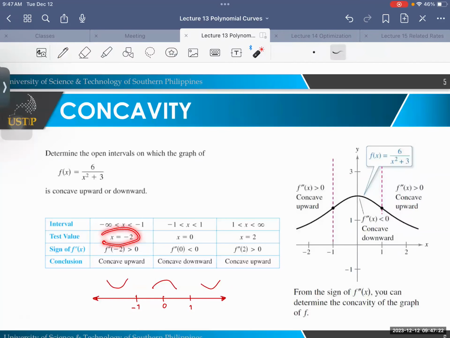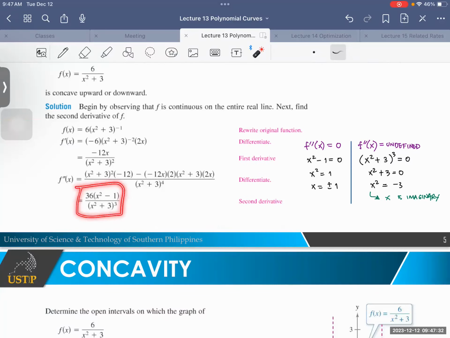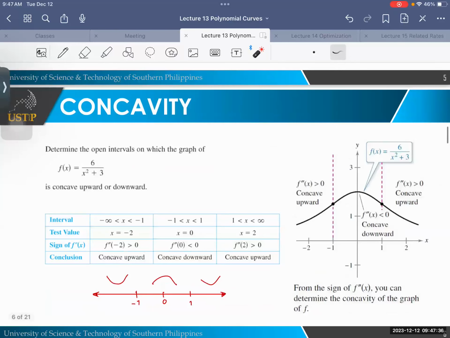So for the first interval, we get negative 2. And then get the value of the second derivative at x is equal to negative 2. Okay, so diri nato siya i-input sa atong second derivatives. So what will be the value of that? Wala na niya gibutang value basta nakakuha ta og positive value. So positive value, it means that this is concave upwards. So sa kining interval, negative infinity to negative 1, concave upwards.